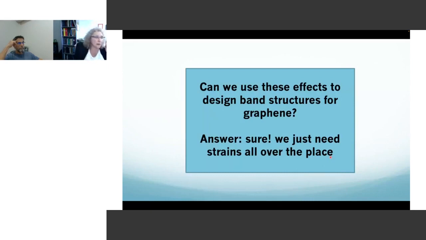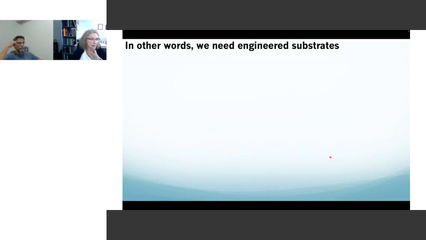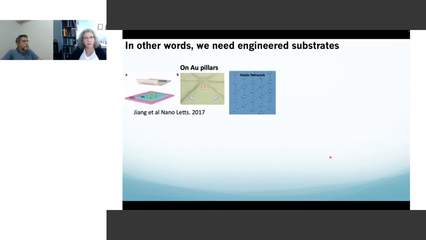So we cannot have a local effect like the ones that we spent a whole time studying. So basically what I am saying is that if we want to modify the band structure of graphene, what we need to do is to engineer substrates. And this is not a crazy idea. This idea has been in the air for a long time. This is an example of an engineered substrate in which graphene is deposited on top of a substrate that is made out of boron nitride with gold pillars sitting in a hexagonal lattice.